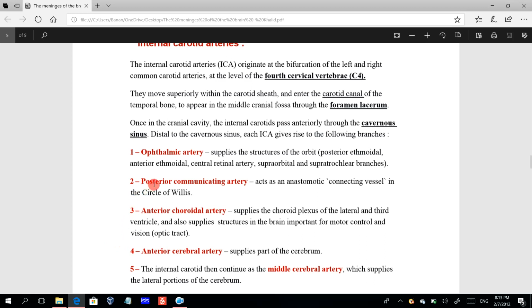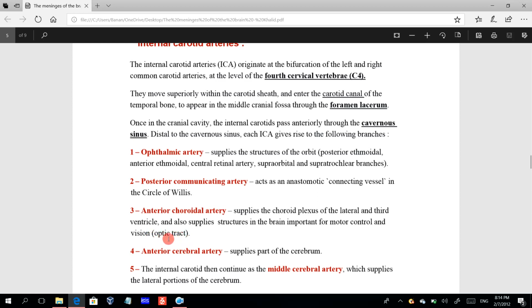So the second branch of the internal carotid artery is the posterior communicating artery, and as we said, it acts as an anastomotic or connecting vessel in the circle of Willis. The third branch is the anterior choroidal artery, and this supplies the choroid plexus of the lateral and third ventricles of the brain, and also supplies structures in the brain important for motor control and vision. I would say it supplies the optic tract.